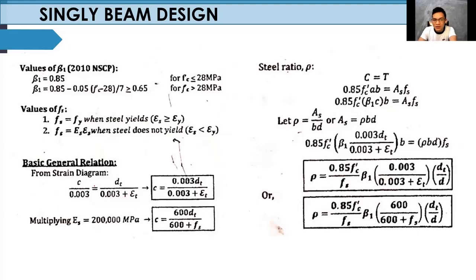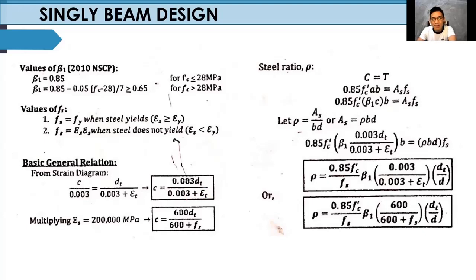So, ang ginawa lang dito is cross multiply. So, therefore, nabuo lang ito na formula. Diba? So, ito nilagay dito sa itaas, 0.003 dt. Then, sa baba din, no? Yun lang. 0.003 et. No? Strain or epsilon ng ating tension side.